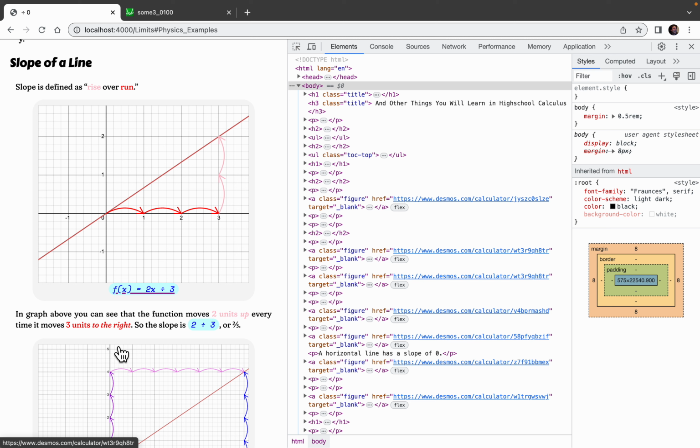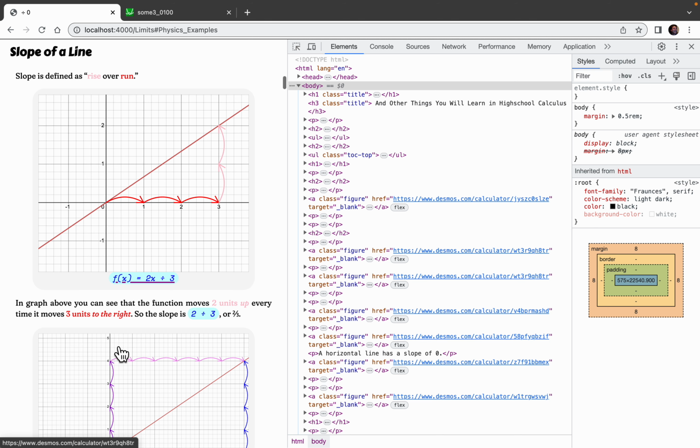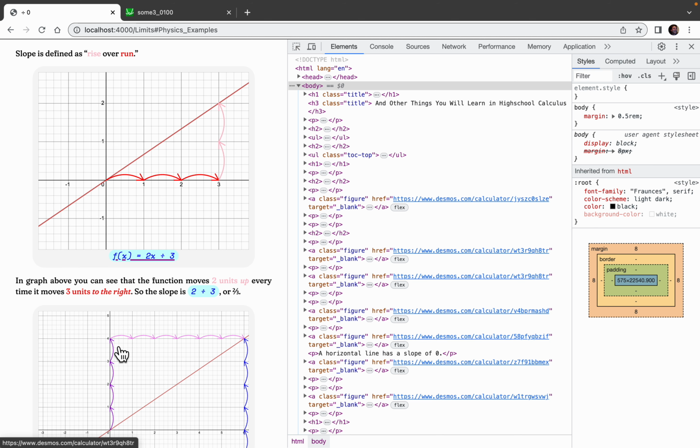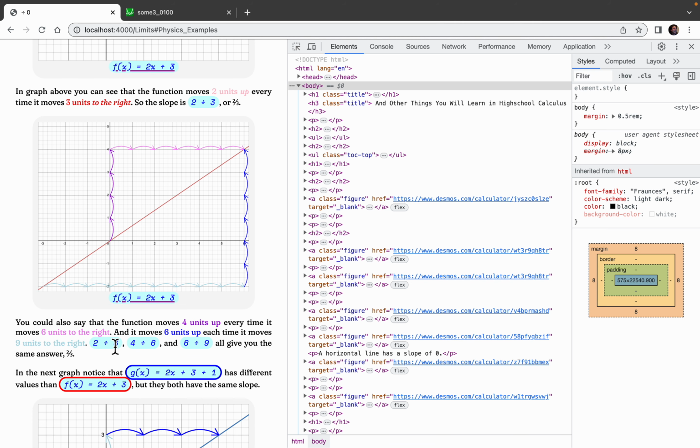Slope of a line. Slope is defined as rise over run. In the graph above, you can see the function moves 2 units up every time it moves 3 units to the right. So the slope is 2 divided by 3, or 2/3. You could also say that the function moves 4 units up every time it moves 6 units to the right. And it moves 6 units up every time it moves 9 units to the right. 2 divided by 3, 4 divided by 6, and 6 divided by 9 all give you the same answer, 2/3.